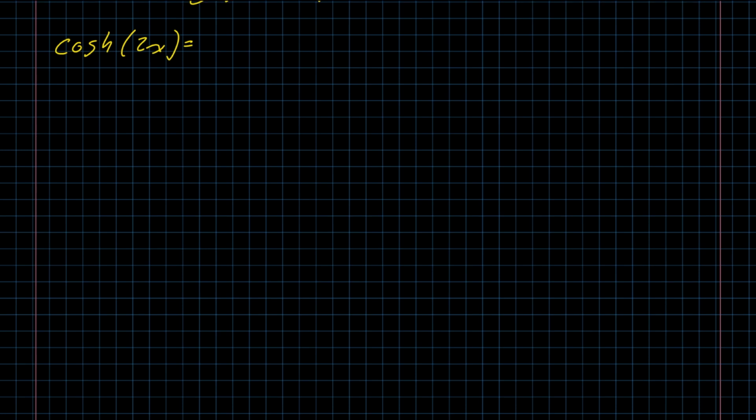This one's a little bit trickier. I'm not going to go through the algebra because I don't think it's worth the time. But following a similar procedure, you will eventually end up with cosh of 2x is cosh squared of x plus sinh squared of x. So a difference of addition instead of subtraction, but the same basic idea.